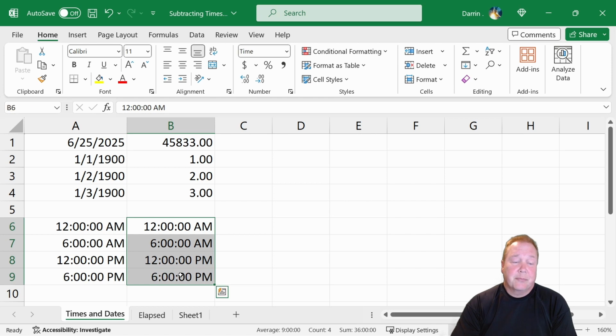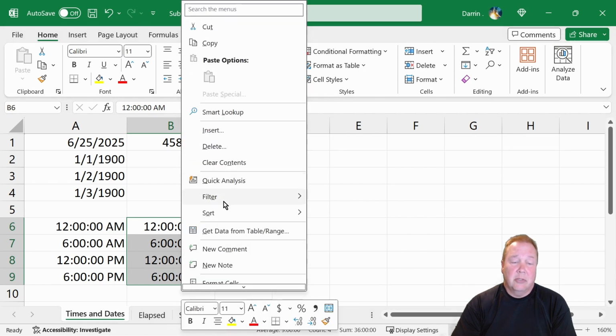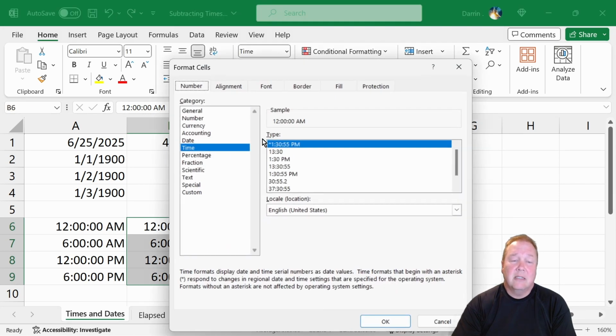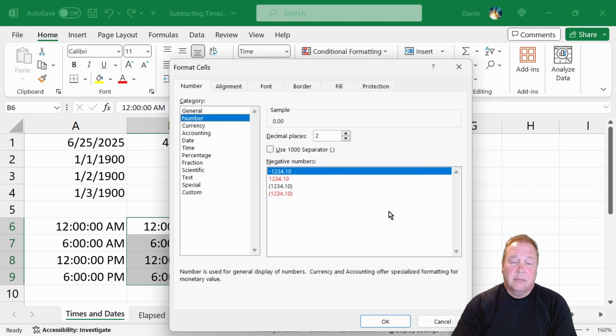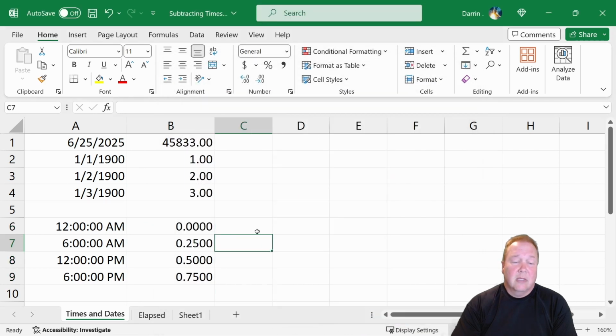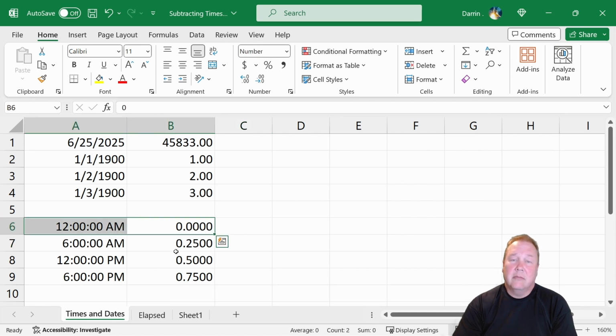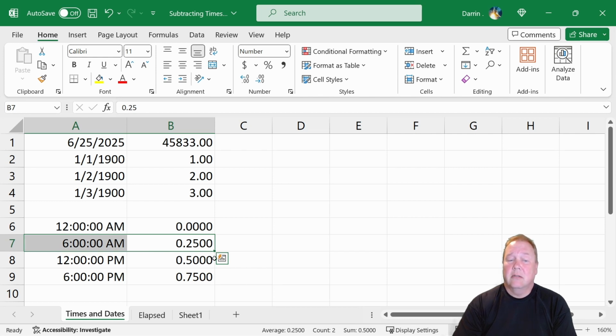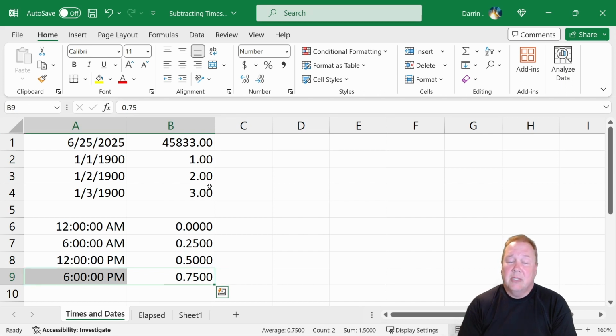Let's look at times here. Okay, so let's convert these to numbers. So we'll do format cells, number, and I'll give you a couple more decimal places here. So as I mentioned, midnight is 0. 6 a.m. is a quarter of the day, so it's 0.25. Noon is half a day, it's 0.5. And 6 p.m. is 3/4 of the day, so 0.75.